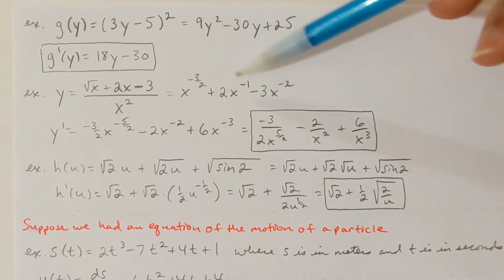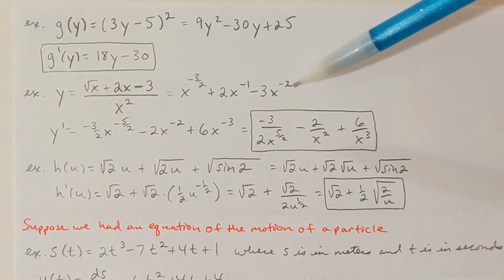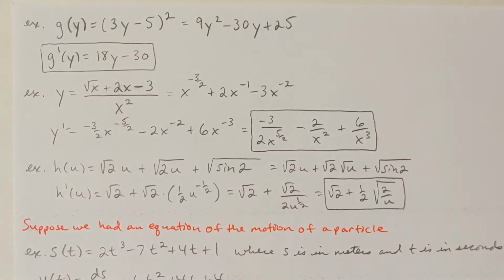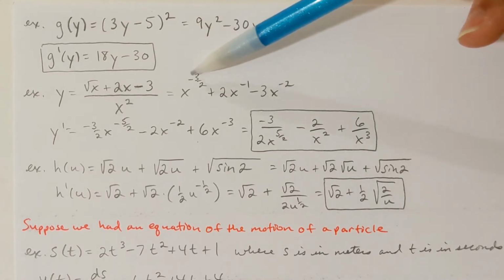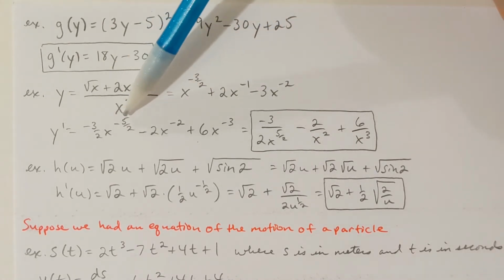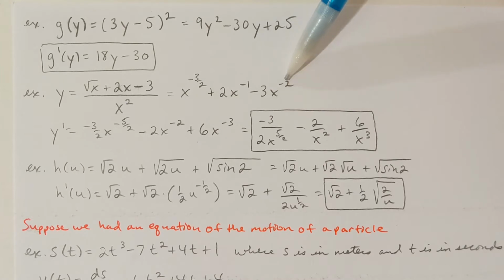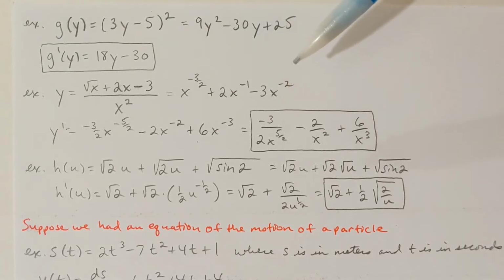Now, I'd want to look at this in terms of using exponents here, so then I can use the general power rule. Okay, and I think we're ready to go ahead and compute y prime. So the first term, bring the power down, reduce the power by 1. You're going to have negative 3 halves x to the negative 5 halves, and then minus 2x to the negative second, and then plus 6x to the negative third. By the way, make sure that you're subtracting 1. I see students sometimes on accident add 1 to the exponent. Don't do that.